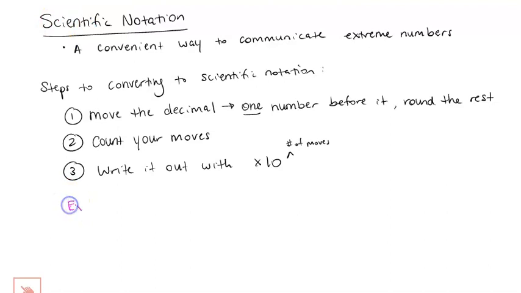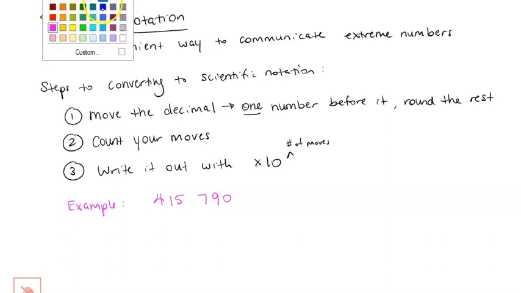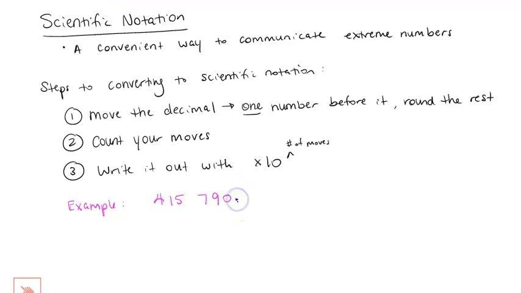Let's do one more example. Let's say we're working with the number 415,790, and I want that in scientific notation. So the first thing I'm going to do is move that decimal 1, 2, 3, 4, 5 places. So it would be 4.1579, don't need the 0, times 10 to the power of 5.